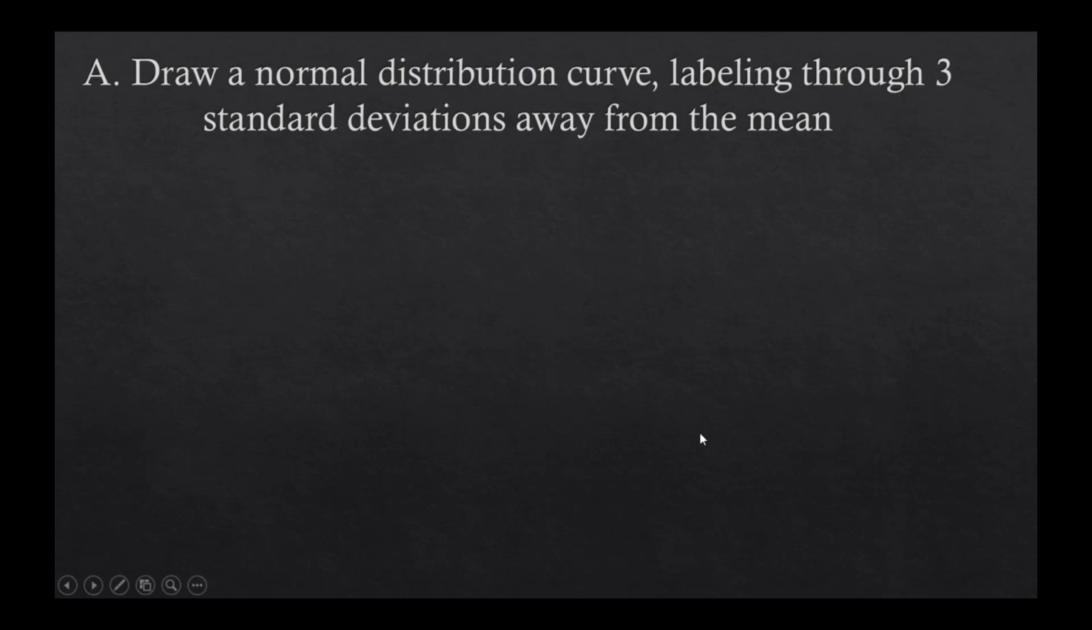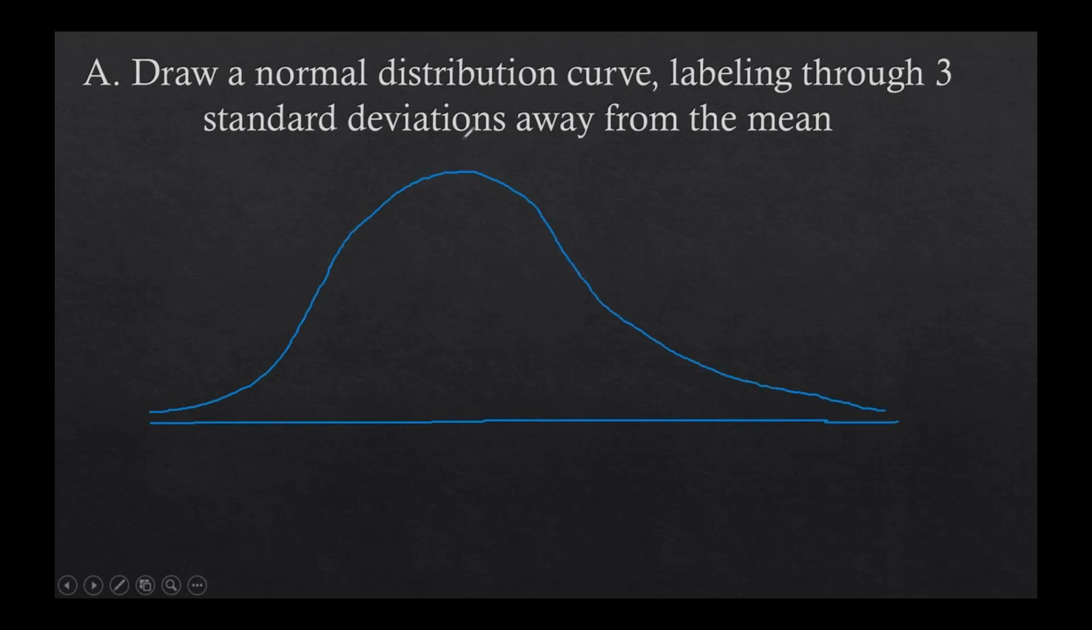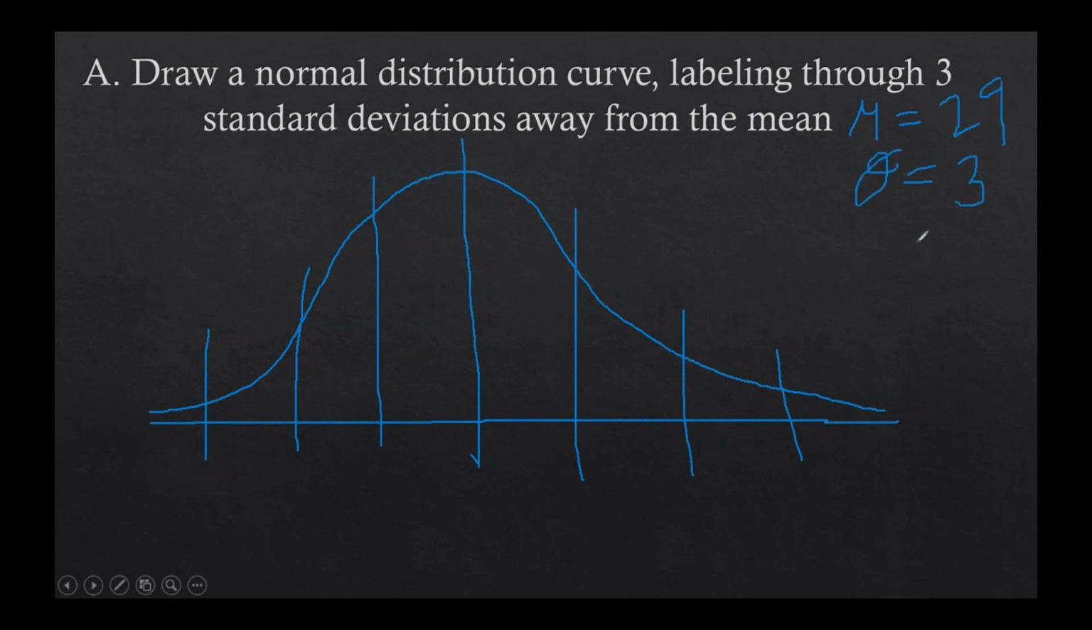So first, we're going to draw a normal distribution curve. And when I say we, I mean you. I want you to do just what we got done doing. You're going to get yourself a normal distribution, a pretty straight line, and you're going to fill them in, going 3 standard deviations in each direction. 1, 2, 3. And again, the mean was 29, and the standard deviation was 3. I'll give you a minute.